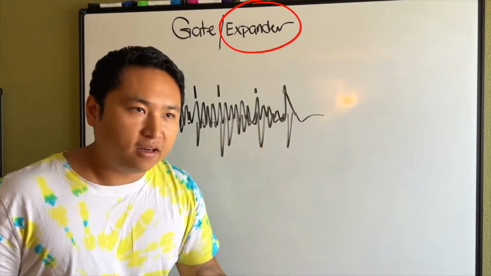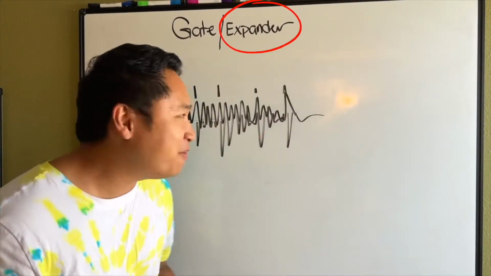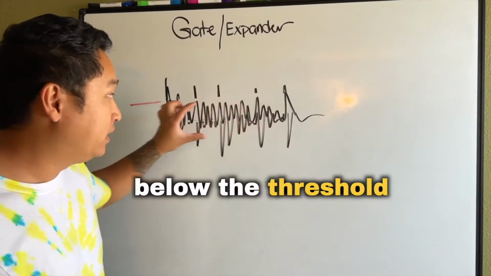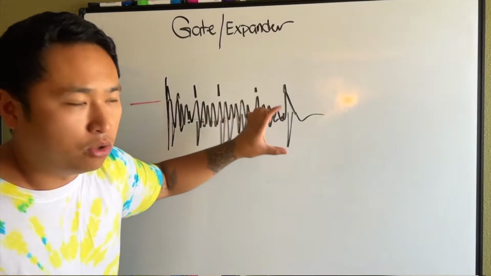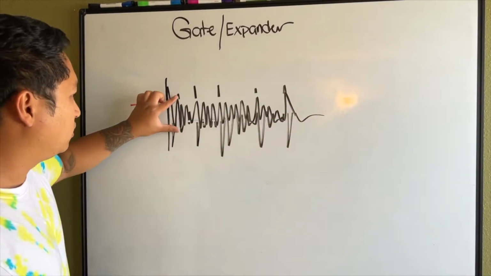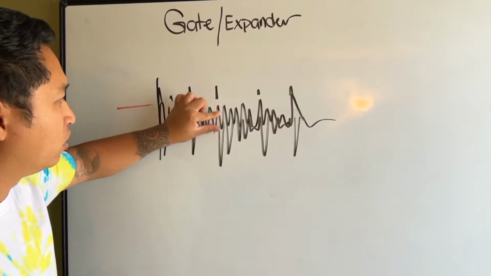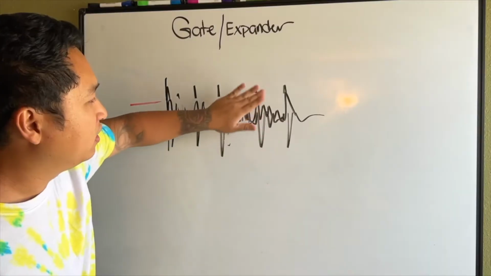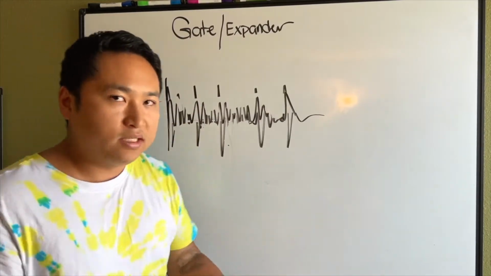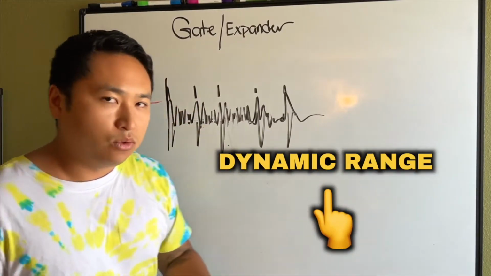Now, the expander, like a compressor, but the opposite, is that when there is a threshold, everything below the threshold gets reduced in volume more. So it doesn't cut it completely off like a gate. What it does is reduces the volume even more based on the setting that you've set. What does this even do? As you can see now, it has increased the amount of dynamic range that you have in your sound.